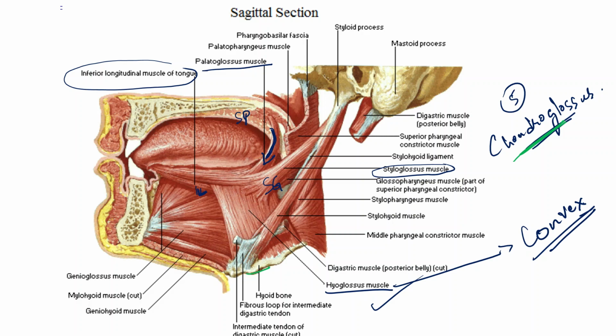It is seen to get inserted onto the sides of the tongue. The action of this chondroglossus is mainly depression. It depresses the sides of the tongue. So this is about the action of the muscle chondroglossus. Basically, the chondroglossus is part of the hyoglossus itself. So that's all about the five extrinsic muscles of the tongue.